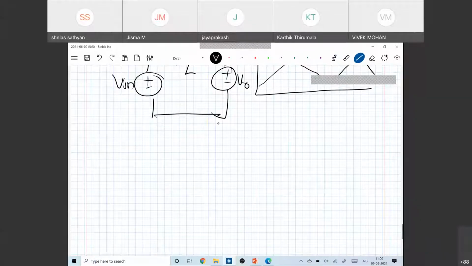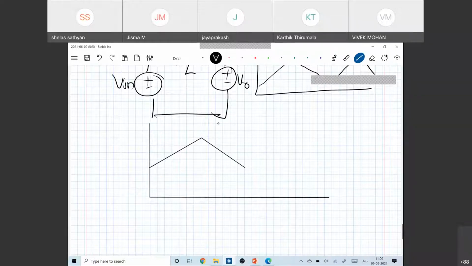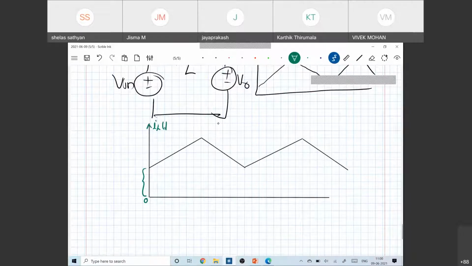If you see this switching waveform or current in the inductor over one switching cycle, there are two things you could see here. Let us say this is the zero axis. This is the inductor current with respect to time. There is a definite average value for this inductor current. You can find this is the average value of the inductor current. Also, there is a ripple.